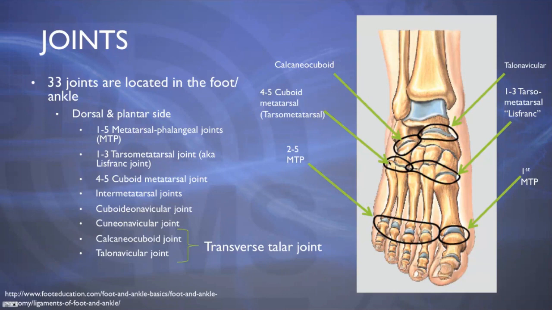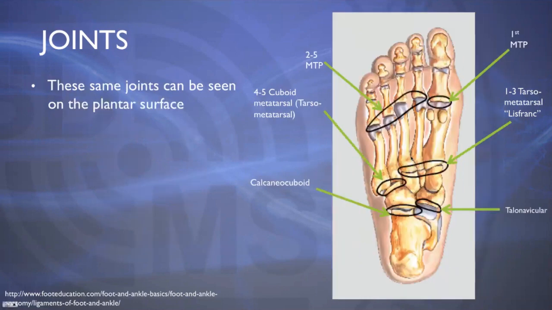The intermetatarsal joints, the cuboideonavicular joint, and then the transverse tarsal joint, which is comprised of the cuneonavicular joint, the calcaneocuboid joint, and the talonavicular joint, all located within the dorsal and plantar aspects of the foot that you can see circled here. These same joints can also be seen on the plantar surface, so keep that in mind. This is showing you the plantar aspect of the foot with all of these same joints that were listed on the slide prior.